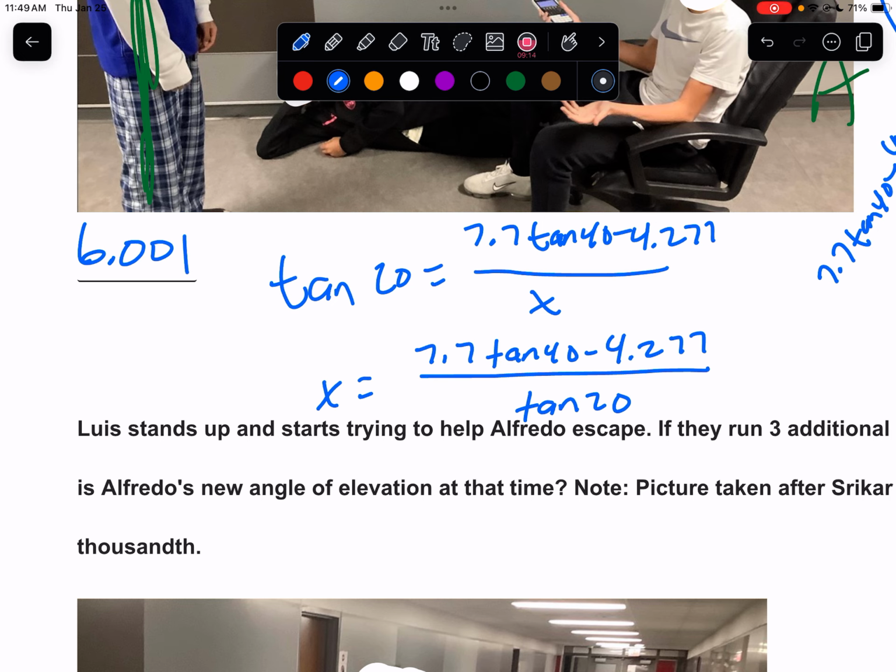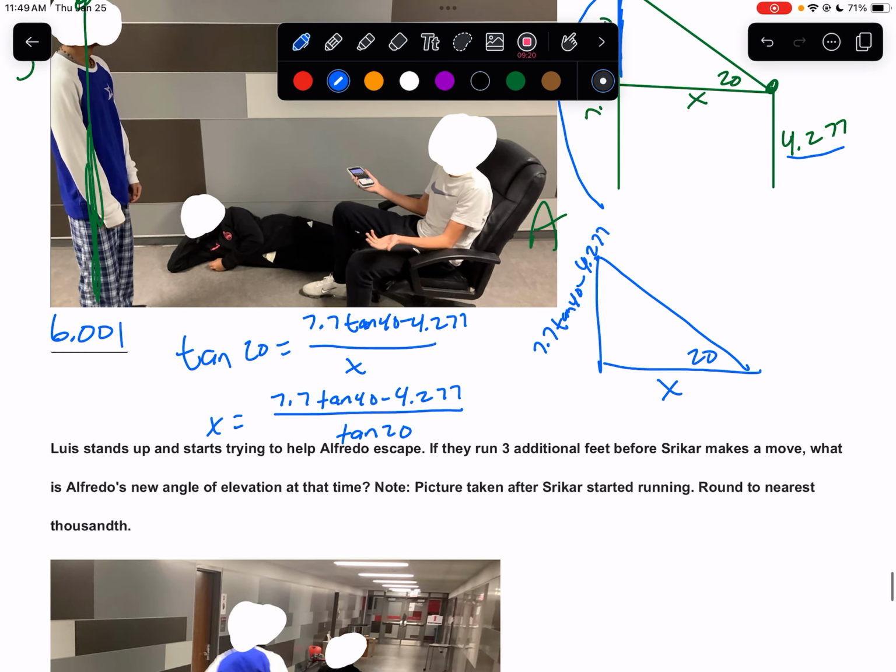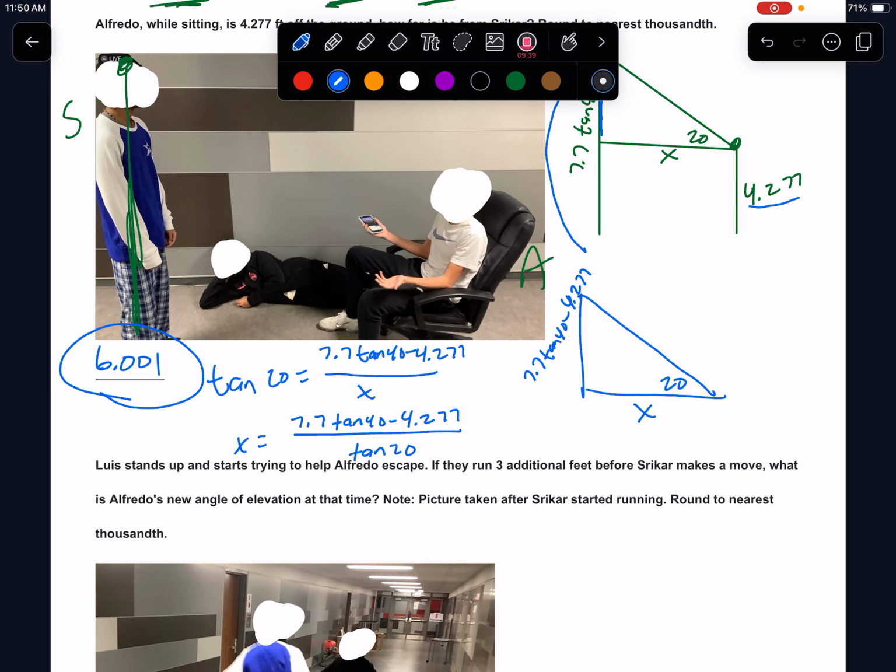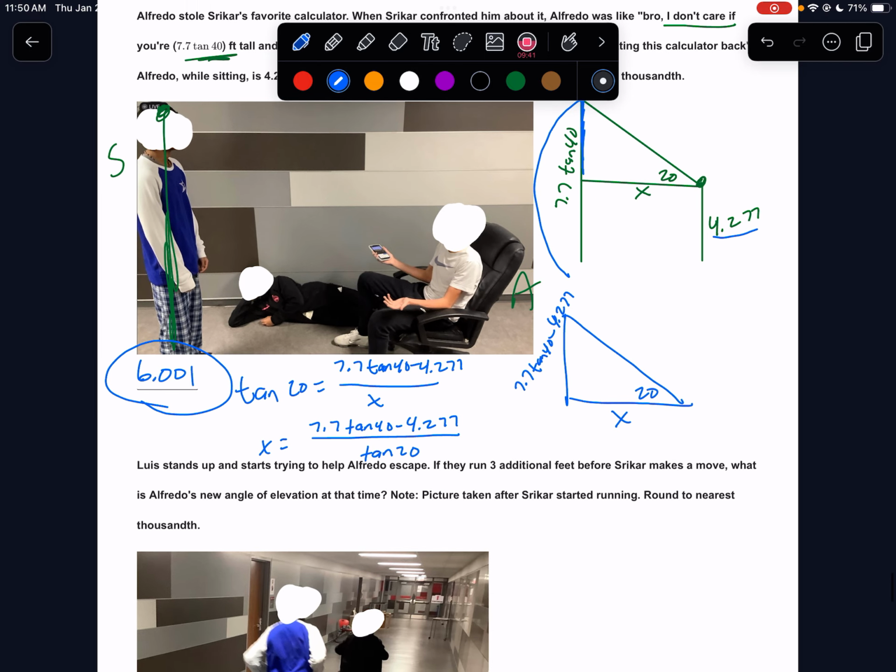Make sure I got the right answer here. I'm going to type this in. 7.7 tan 40 minus 4.277 over, 7.7 tan 40 minus 4.277, over the tangent of 20. So I got 6.0006, which means you need to round it to 6.001. But it's basically 6, right? So he's basically 6 feet apart, but it's not quite. A little bit more than that.